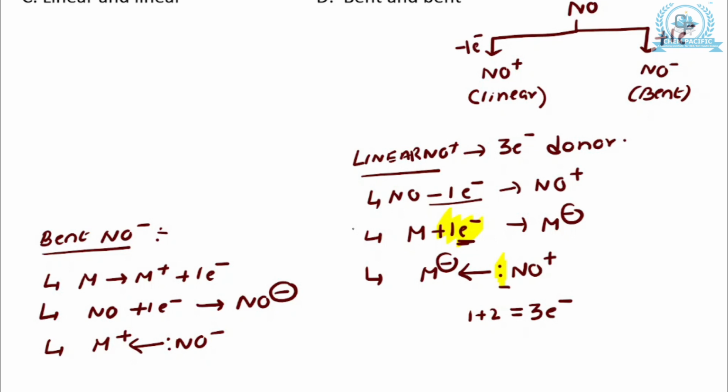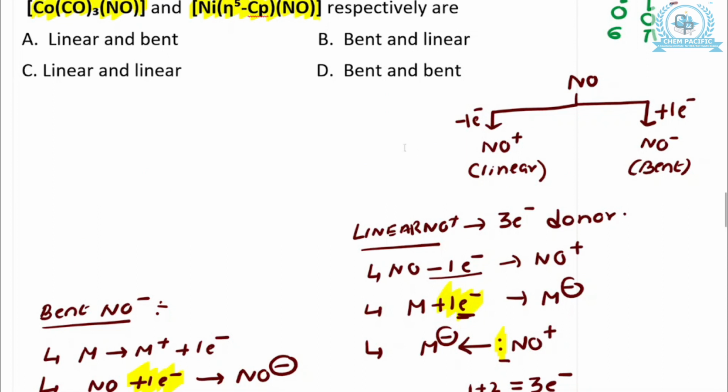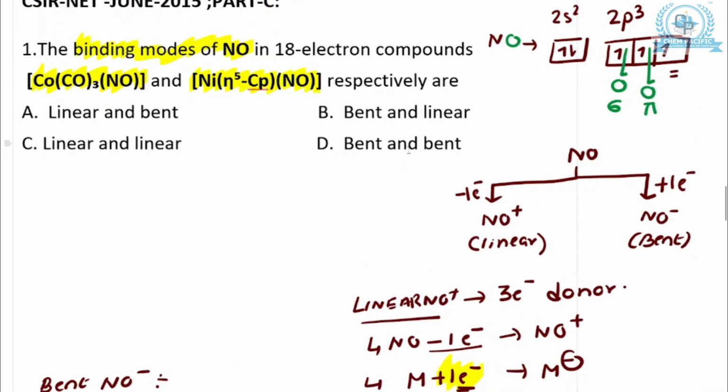Now see students, what happened first? First it took one electron from the metal, and later it gave 2 electrons to the metal, right. So first it took one electron, and later it gave the metal 2 electrons. Therefore, what did it do first? It took one, then it gave 2, so what is the total it gave? In total it gave 1 electron. That is why this bent nitrosyl is a 1 electron donor. Clear? So now I hope this is very much clear to all of you how the linear nitrosyl acts as a 3 electron donor and bent nitrosyl acts as a 1 electron donor.